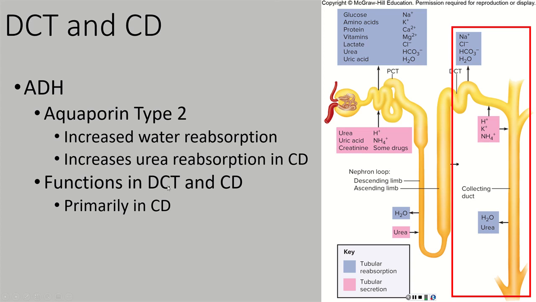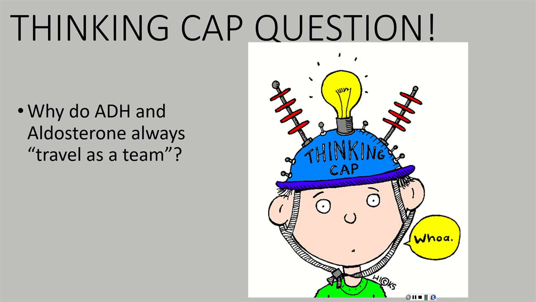Now, ADH functions in the DCT and the collecting duct, but it plays a bigger role in the collecting duct, just the opposite of aldosterone. Aldosterone works more in the distal convoluted tubule. ADH works more in the collecting duct. But let's tie those two together as a thinking cap question. We've kind of touched on this already. Why do ADH and aldosterone always travel as a team? Think about that and then see if you can come up with an answer before we go over it.